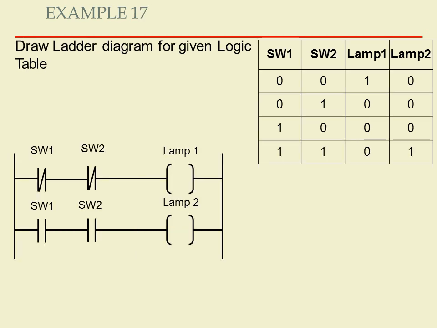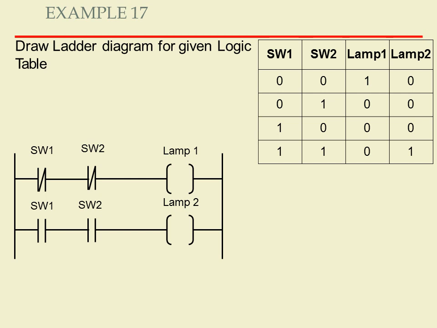Next example. Here 2 switches and 2 lamps are considered. For switch 1 equal to 0 and switch 2 equal to 0, lamp 1 should glow and lamp 2 should not glow. Next, for switch 1 equal to 0 and switch 2 equal to 1, lamp 1 should glow and lamp 2 should be off. For switch 1 equal to 1 and switch 2 equal to 0, both lamps should be off. And when switch 1 and switch 2 are both logic 1, then lamp 1 should be 0 and lamp 2 should be 1.